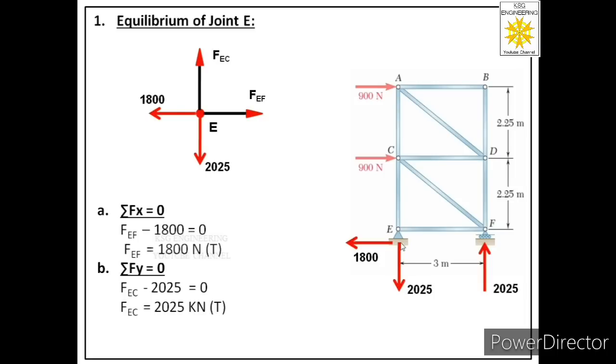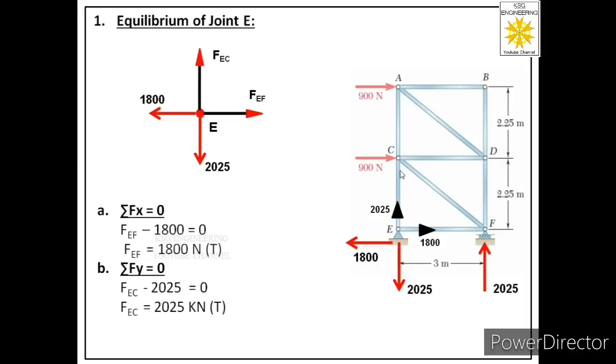So from the free body of joint E we have found two forces. The first one is FEF, it is acting in member EF and it is of tensile nature, it means it is acting away from joint E. And second force is FEC, it is acting in member EC and it is also acting away from joint because its nature is also tensile. So we have found forces in member EF and EC. Now next step is we have to find the forces in other members of the truss.